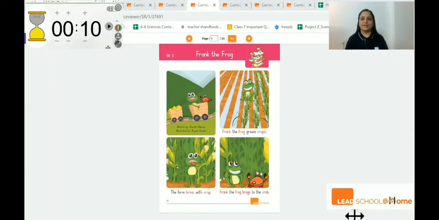Parents, in Literacy today, we are going to read a new story with the child. In this story, the child will read the words using the blends and the letter sounds. So let's read the story, Frank the Frog. Parents, please open the story, Frank the Frog, in your student reader. Please open SR5 in your student reader. I'm giving you 10 seconds.